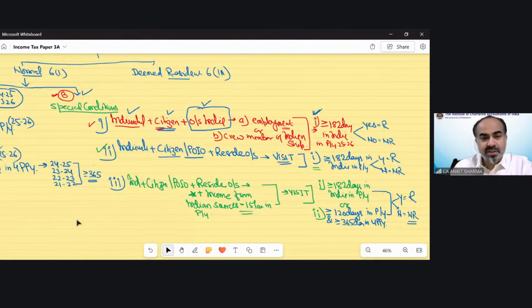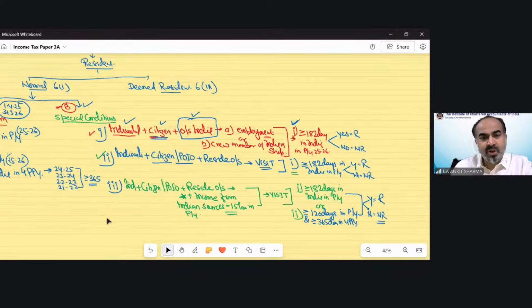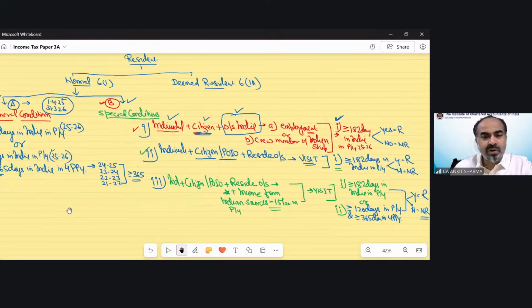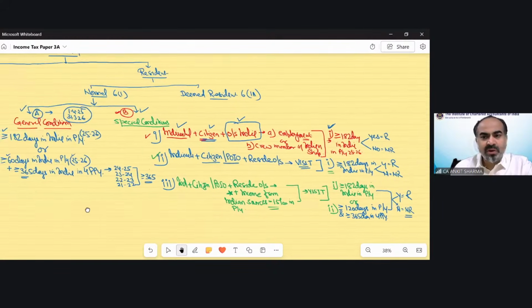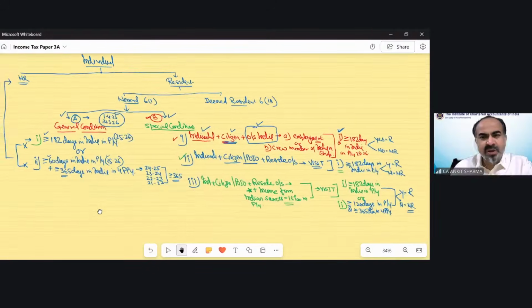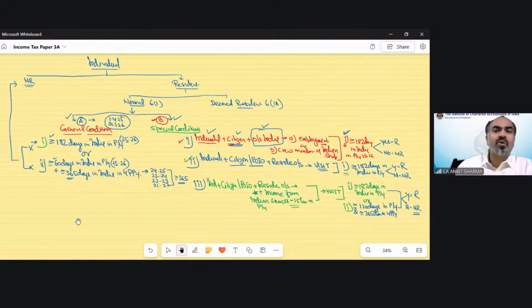This is a special category, number 2 condition. Do not worry, students. I have prepared this diagram and already uploaded it on the portal. You can find it. But as a whole, you can see these are the individual category provisions we have gone through till now. So let's revise once again.